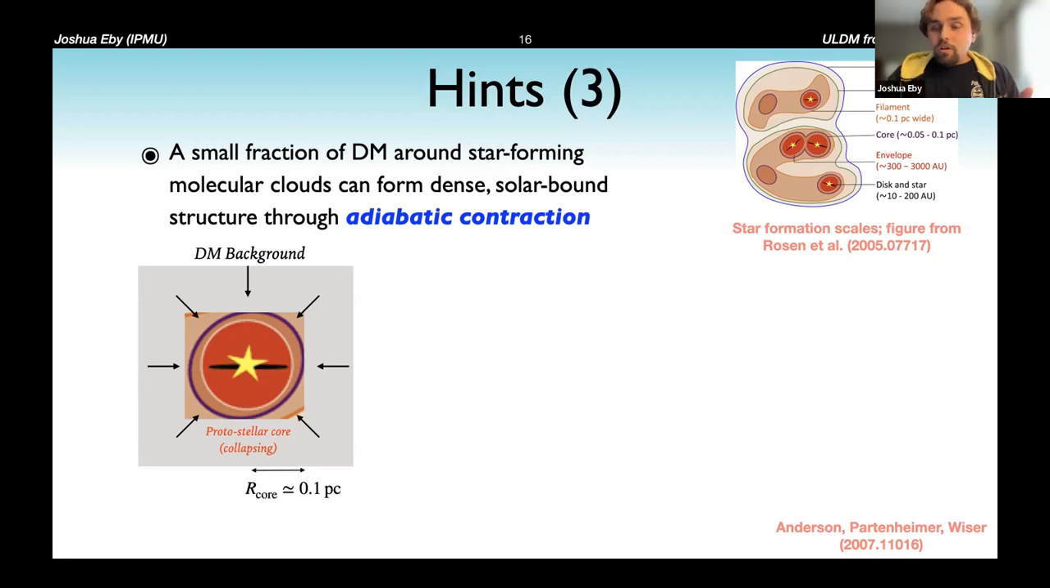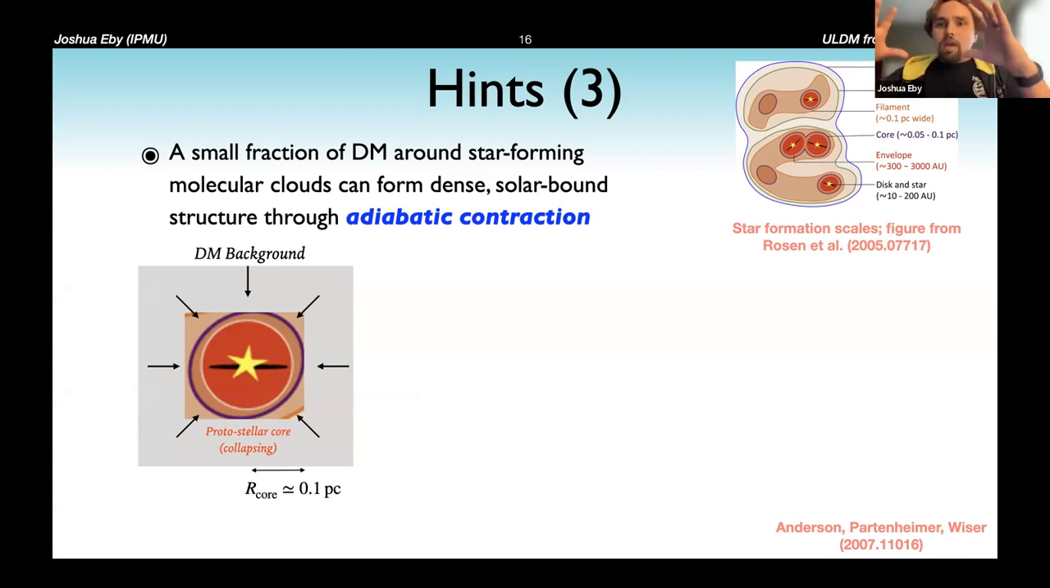In the typical picture, these clouds are just moving through the halo just like everything else. They have a typical velocity of 200 kilometers a second, and the dark matter also has a typical velocity of 200 kilometers a second, and everything's just moving through each other and they don't interact. But if you imagine that somehow a very, very tiny fraction of the dark matter that's passing through becomes gravitationally bound to these collapsing protostellar cores, and when I say very, very small, I mean actually small, I'll give you numbers in a second.